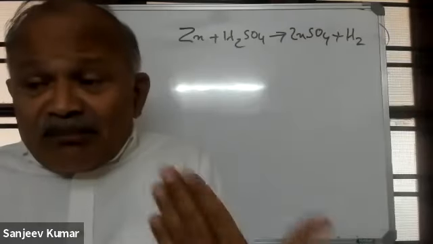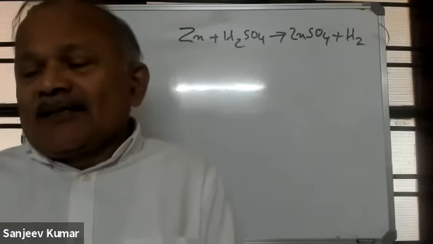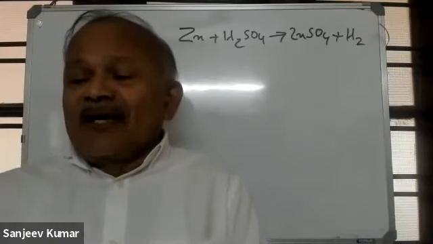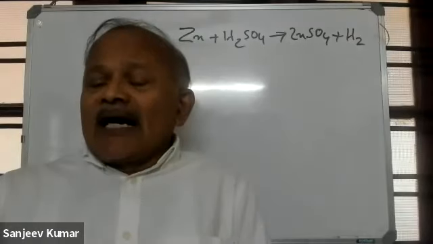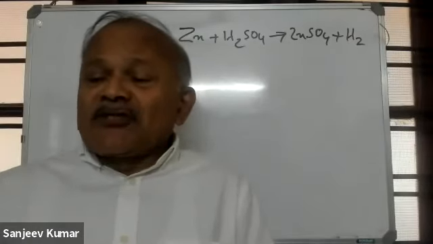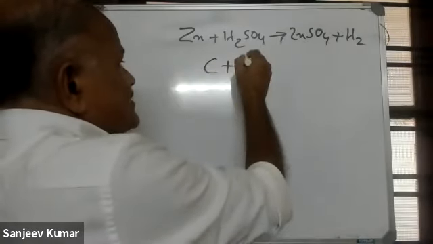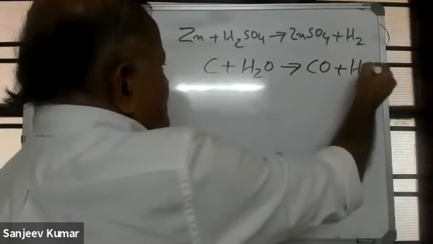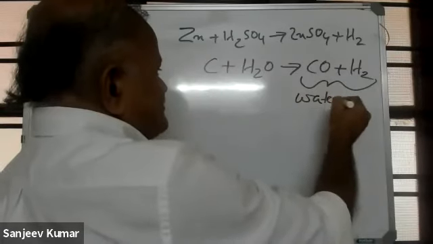And hydrogen can be manufactured by passing steam over red hot coke or steam over hydrocarbon. When steam is passed over red hot coke, carbon plus H2O gives a mixture of carbon monoxide and hydrogen. Carbon plus H2O gives CO plus H2. And this mixture is called water gas.